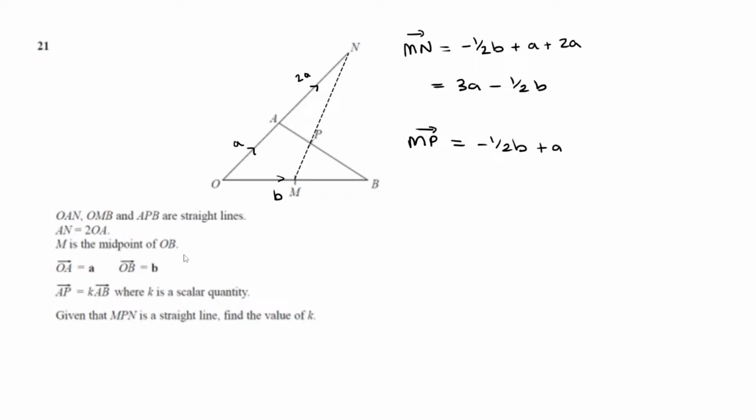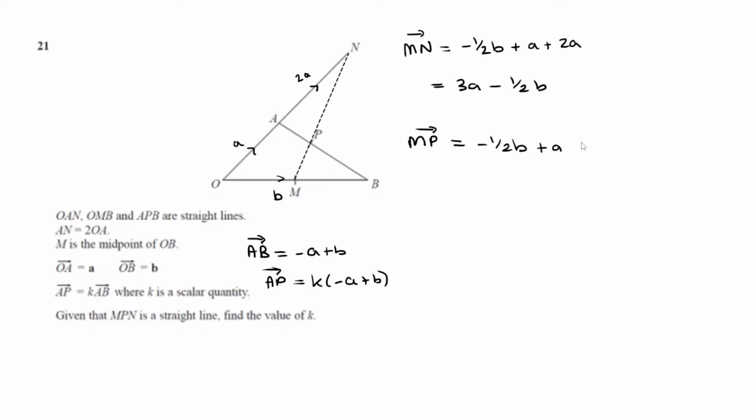In order to find AP, this is where my K gets involved, because I need to have the K, or the fraction, or the ratio, whatever it is, in one of the 2 vectors. So AB, which is quite easy to work out, would be minus A plus B. Then AP, they've said, is just that times K: K times minus A plus B.